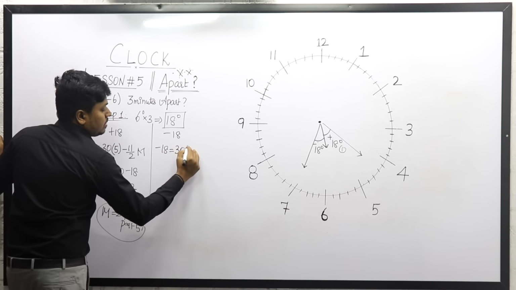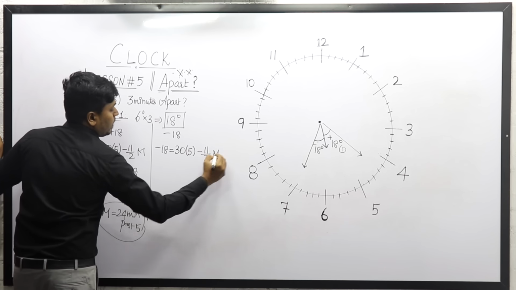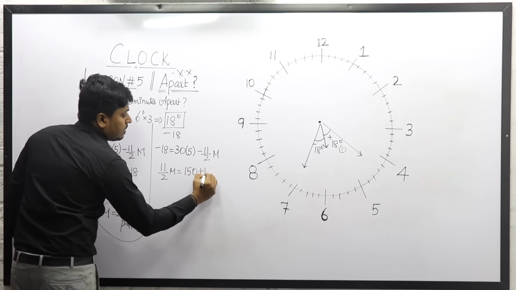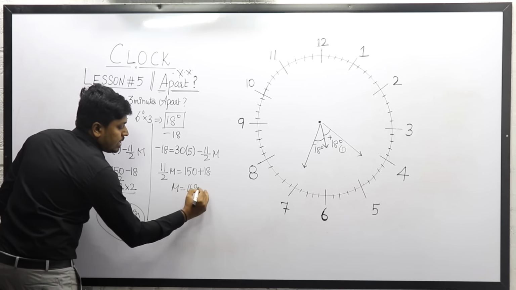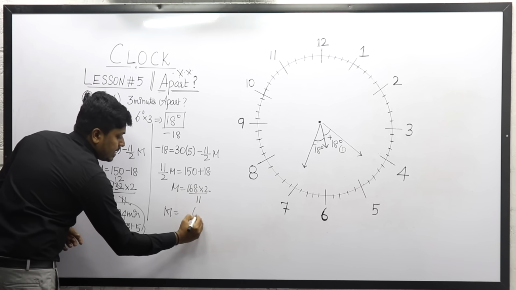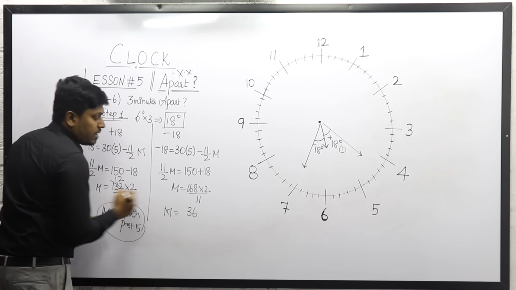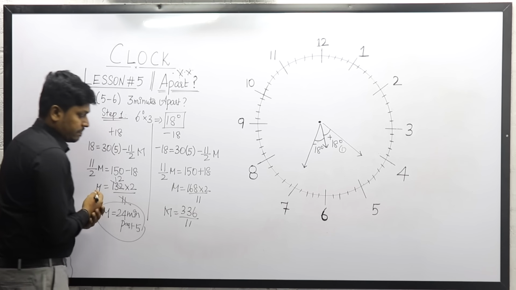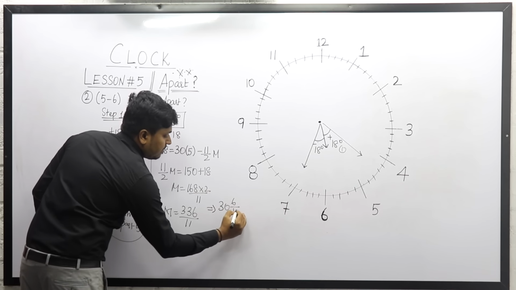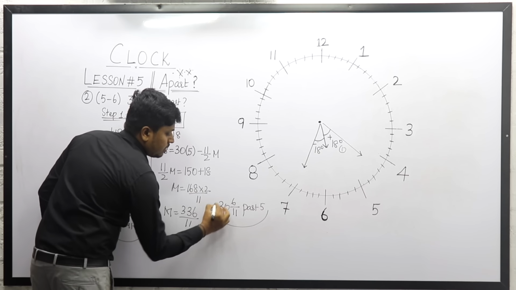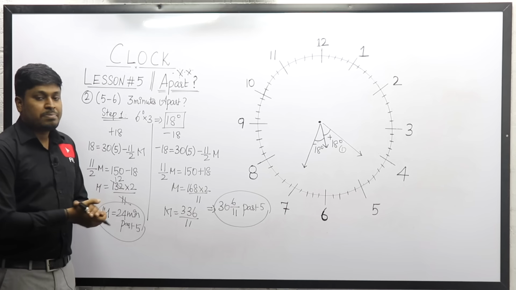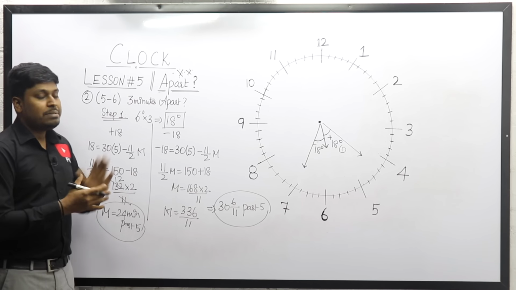That's it. So 30 into h will be 5 minus 11 by 2 into m. Bring it towards the left hand side. So 11 by 2 into m is equal to 150 plus 18. So m is equal to 168 into 2 divided by 11. So 336 divided by 11, which is 30 and 6 by 11, so we can say 36 by 11 past 5. That's it. This will be the answer for the second possible: 5 hours 30 and 6 by 11 minutes, where both the hands of the clock will be 3 minutes apart.